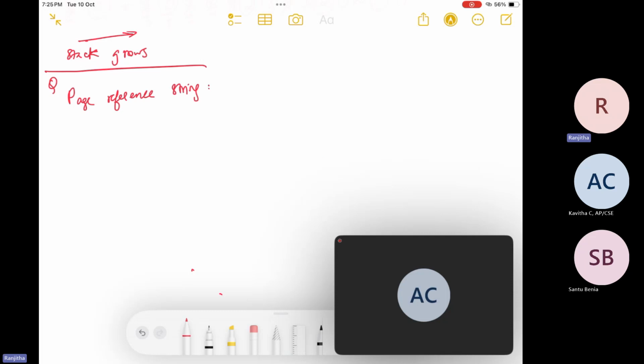String is given as 383916389362. So we have 5 page frames. So initially 382.